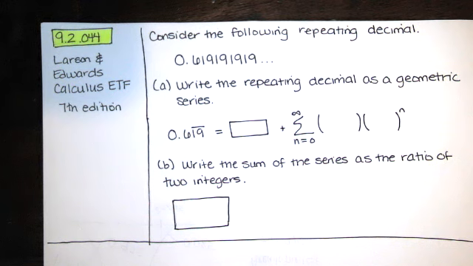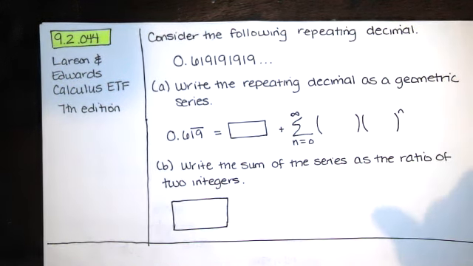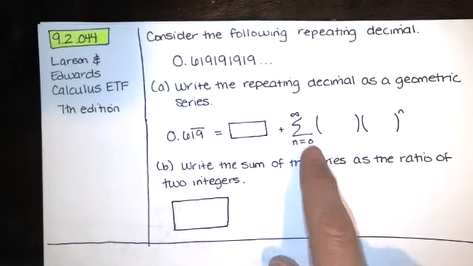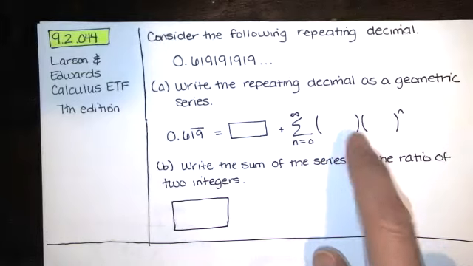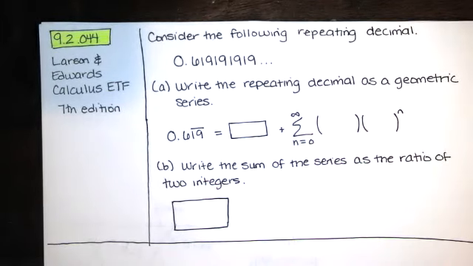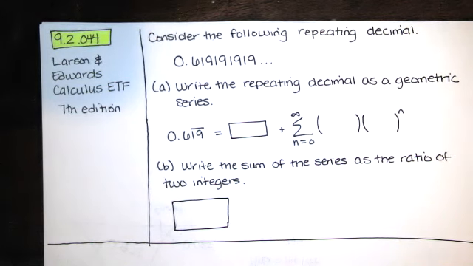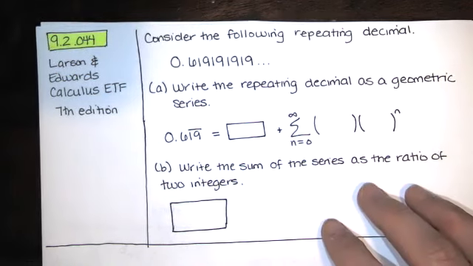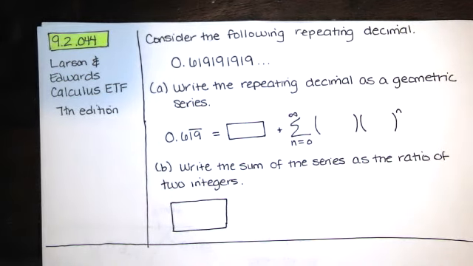First, we're asked to write the repeating decimal as a geometric series, and we're given a constant plus the sum as n goes from 0 to infinity of something times something to the n. That's usually represented by a, and that's usually represented by r. It's the common ratio of the geometric series. And then we're asked to write the sum of this series as the ratio of two integers.